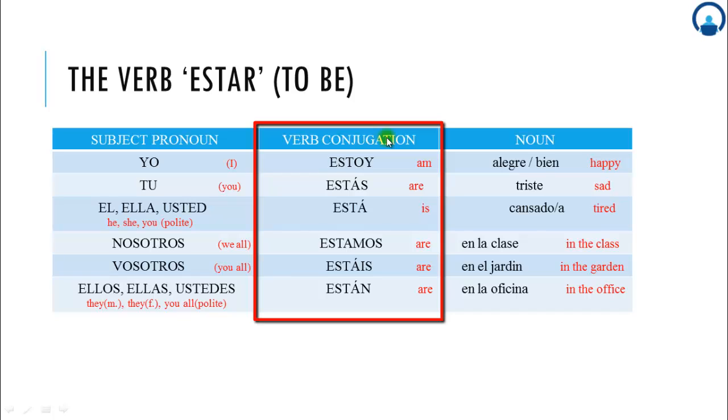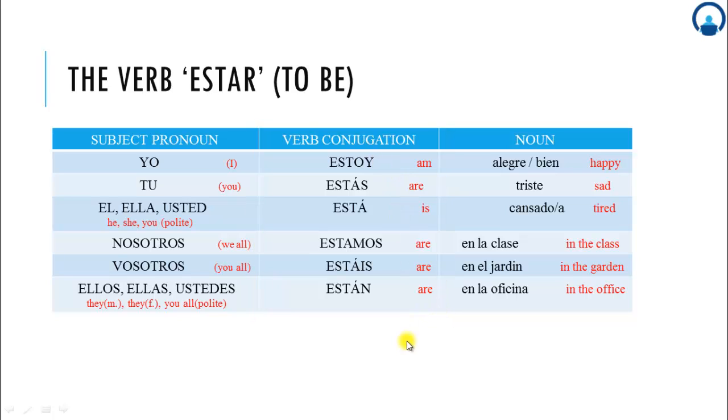Here is the verb conjugation. Verb conjugations of ESTAR are estoy, estás, está, estamos, estáis, and están. The rules will be the same as we have seen in the verb ser, that estoy will only go with yo. Estoy cannot go with tú or any other subject pronoun. Same goes with the other verb conjugations. Estás is for tú. It cannot go with any other subject pronoun except tú.